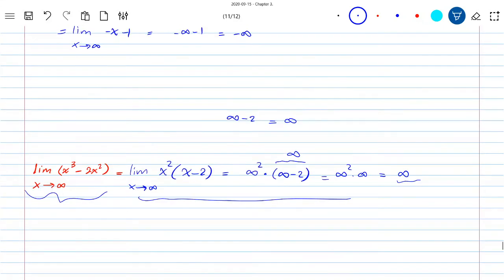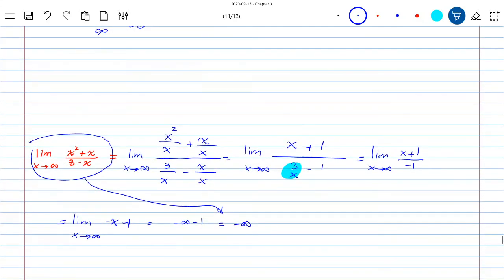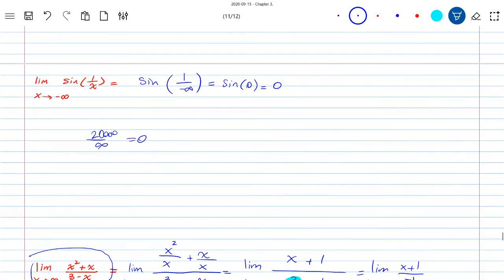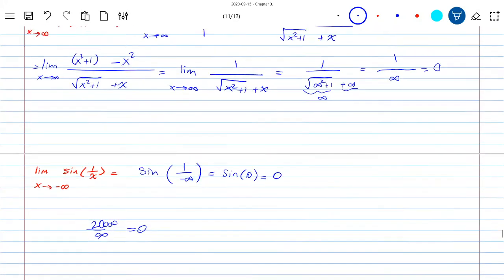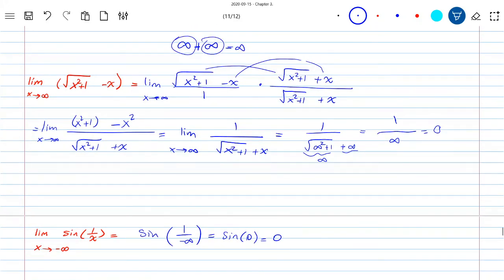Okay, these are normally the type of questions that come up. If you're dealing with a fraction, look at the denominator, pick the largest degree. If you're dealing with sine and cosine or whatever, first replace the infinity to see what happens. If you're dealing with square roots, the largest degree is not what you see underneath the square root, but it's the square root of that. So square root of x squared would be simply x. That would be the largest degree.